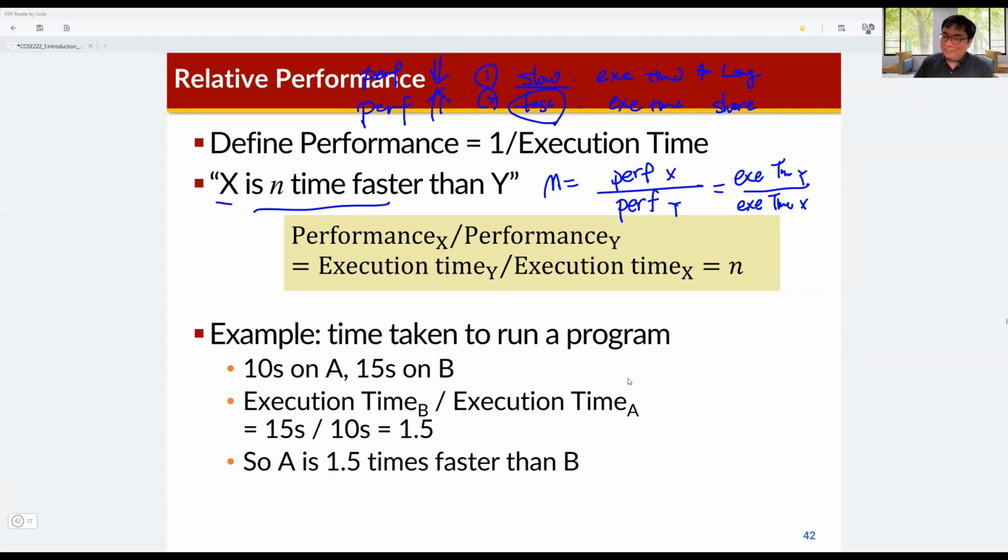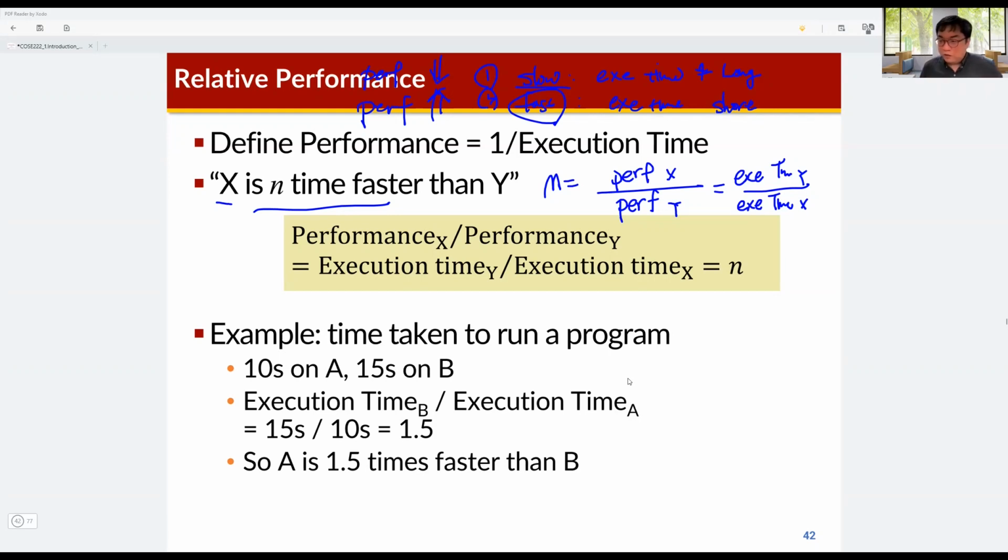Why do I explain like this? Actually, we can easily measure the execution time of the computer system. It's just a measurement. We can just measure the time gap between the start and the end. And then performance is defined as 1 over execution time, the inverse of the execution time.